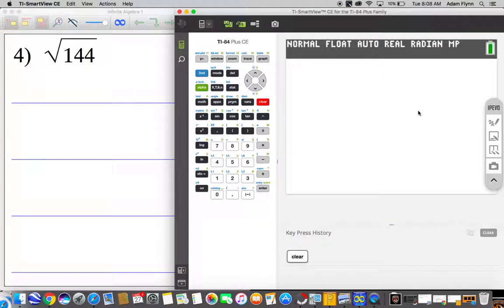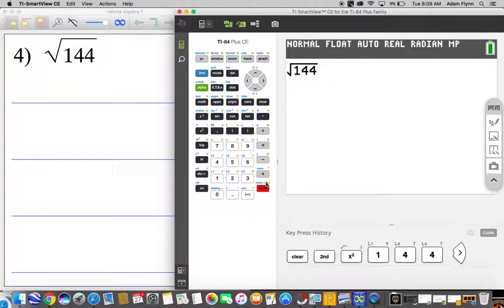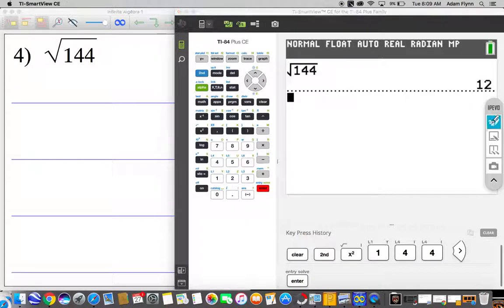Square root of 144. Some of you might be able to do this in your head as well. I'll hit second, activate my square root by hitting x squared, 144, hit enter, and I get 12. So the square root of 144, I don't need to put approximately 12, it is 12. That is our answer.